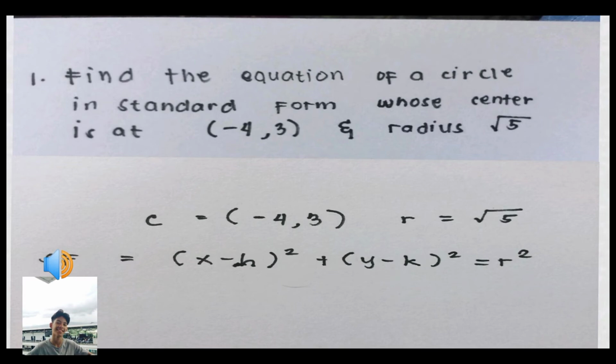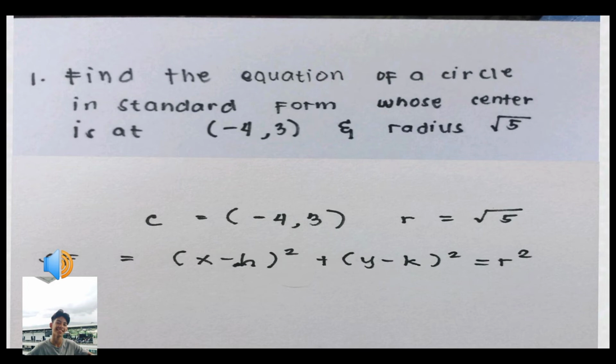After discussing transforming standard form and general form and vice versa, now let's discuss what if the given are the center and the radius. We're going to find the standard form or the general form. Let us have our problem number 1. Find the equation of the circle in standard form whose center is at negative 4, positive 3 and radius square root of 5. So the center is negative 4, positive 3 and the radius is square root of 5.